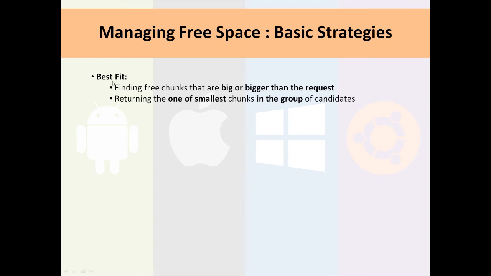The first being best fit. Here, as the name says, you find free chunks that are the same size as or bigger than the request, and you return one of the smallest chunks in this group of candidates. So you're trying to find the chunk that is big enough to fulfill the request, but the smallest of those. So it's the closest matching chunk that is big enough.